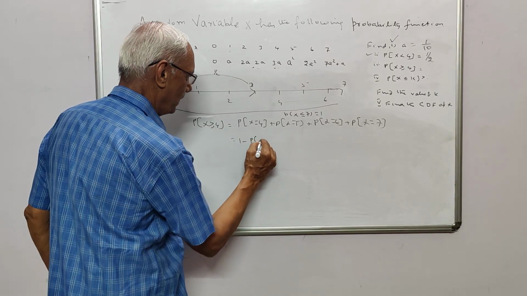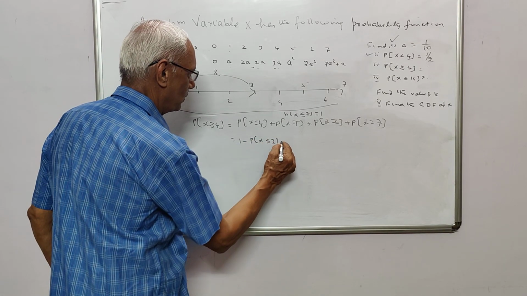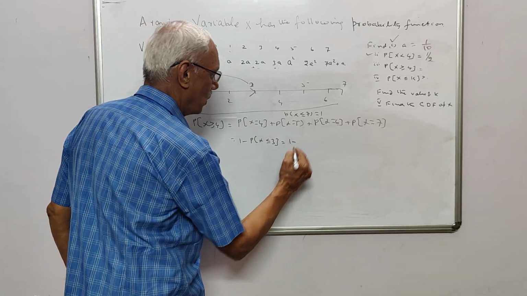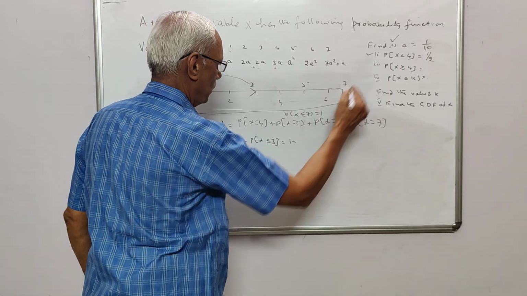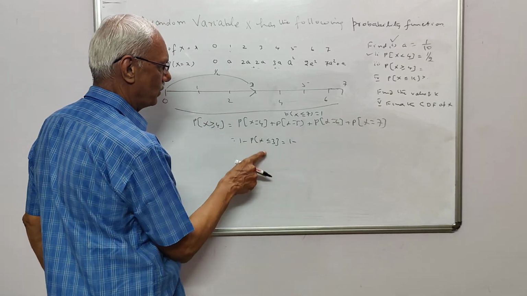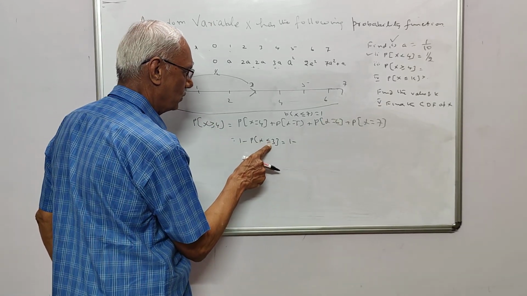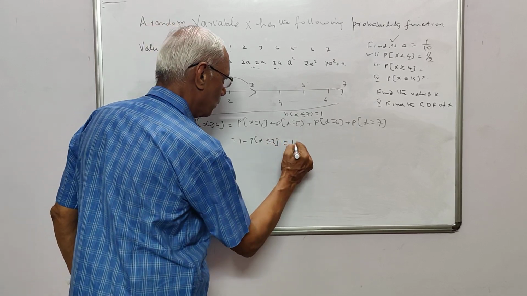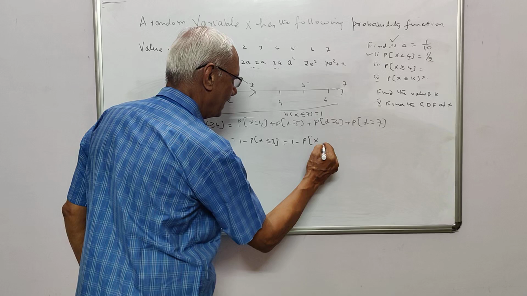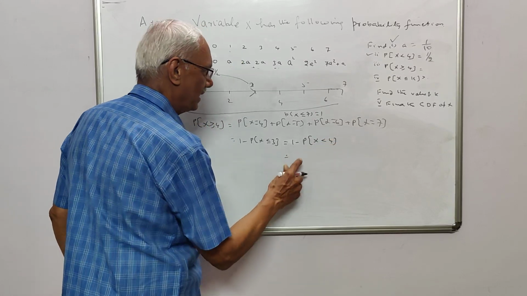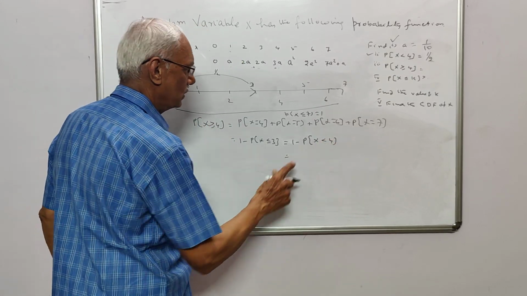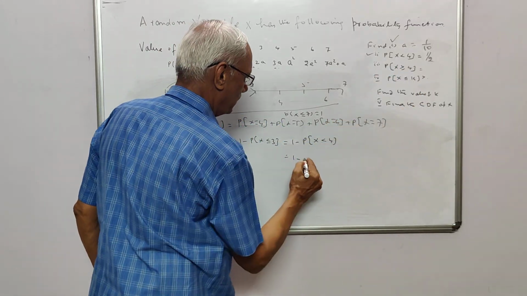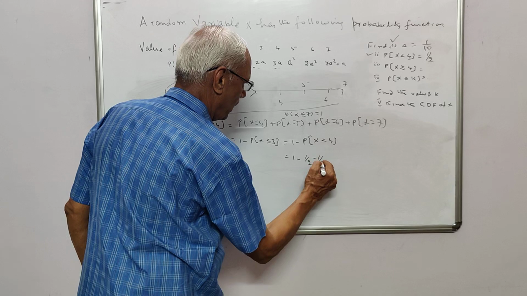So P of x is less than or equal to 3, up to this 3. So you subtract: 1 minus P of x less than or equal to 3, or this is the same as 1 minus P of x less than 4. Less than 4 means don't take 4. So this is 1 minus this half, that is equal to half.